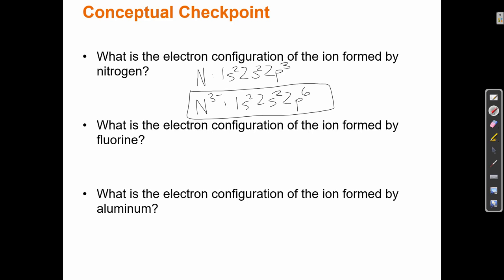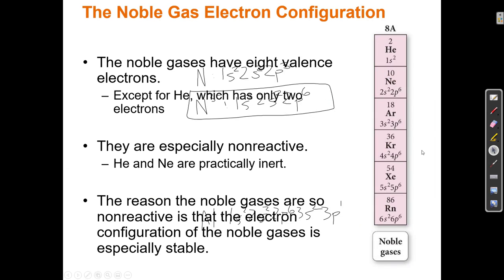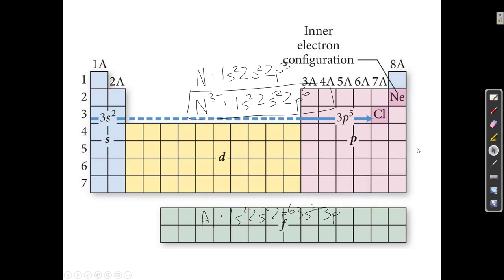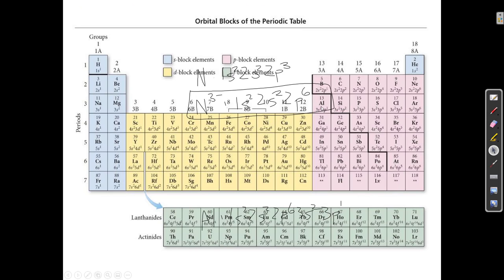What is the electron configuration of the ion formed by fluorine? We already did that one. What is the electron configuration of the ion formed by aluminum? 1s2, 2s2, 2p6, 3s2, 3p1. So we have to find aluminum on the periodic table. Aluminum is here. It's the first element in the P block, so 3p1.